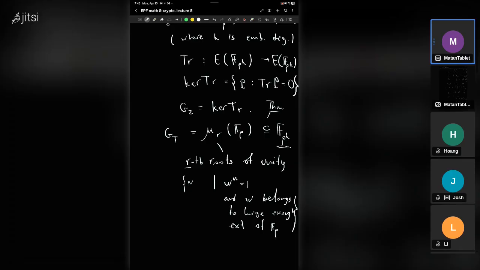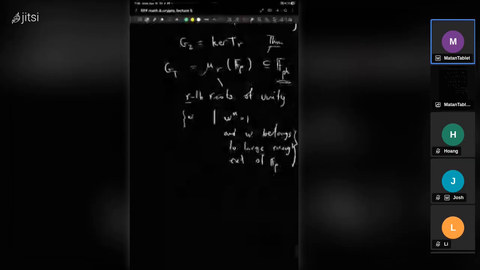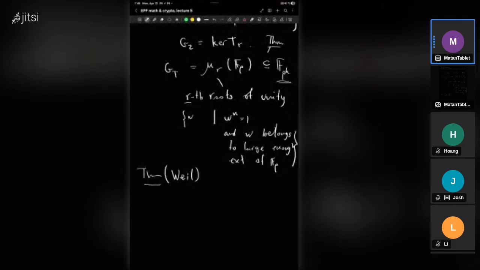Okay, and then the theorem, essentially by Weil. I mean, of course, cryptographers modified this a little bit for these choices. There exists a pairing e from G1 times G2 to GT.